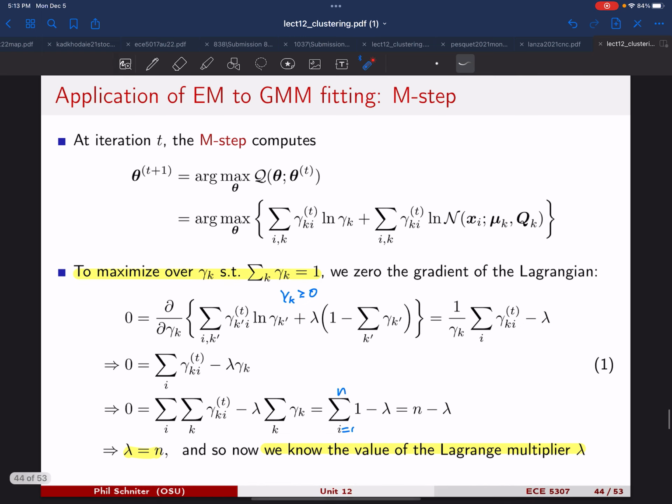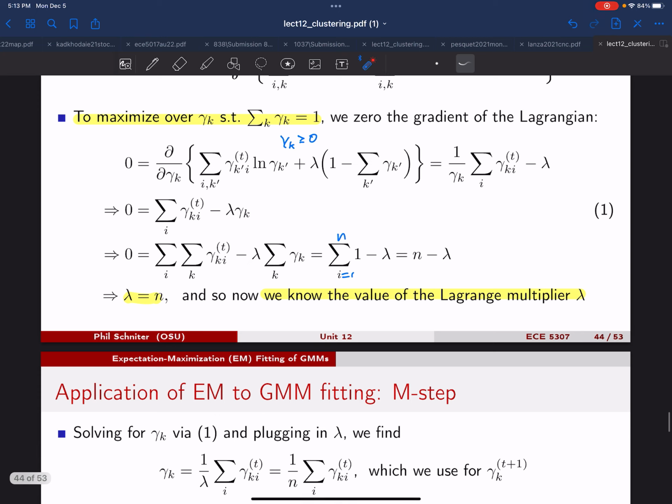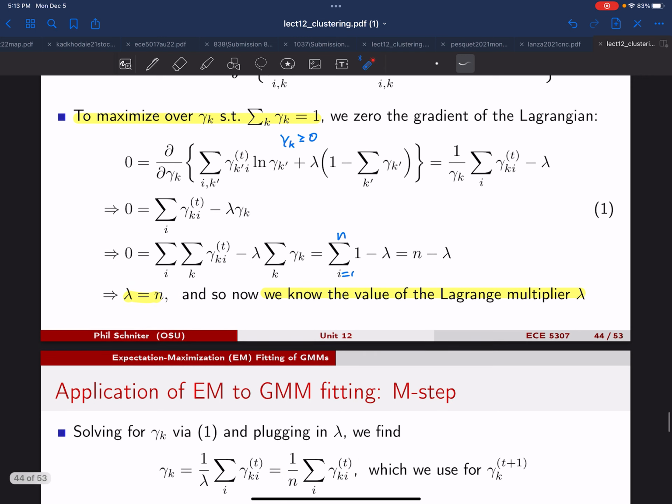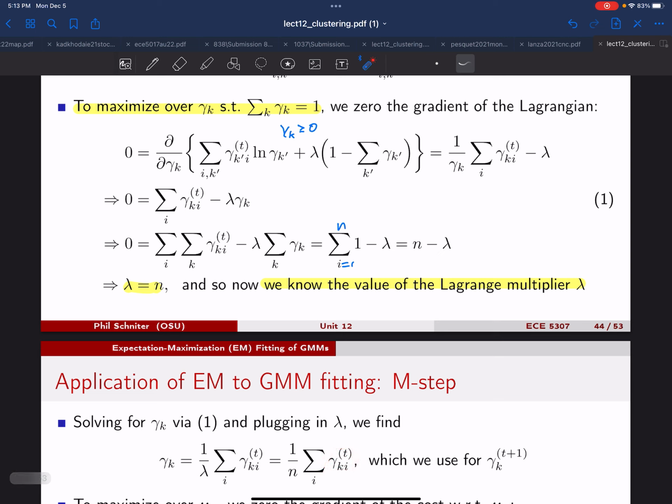Okay, so now that we know lambda, we can focus on optimizing over our gamma k's. To do this, we return to this equation here. We rearrange it to extract our gamma k, so we bring this term over to the other side. We divide both sides by lambda. That gives us this down here. We plug in lambda equals n. It gives us this. And now this is a quantity that we know. We know all these numbers. We sum them. We divide by n. This is going to be the optimal value of gamma k for the next iteration.